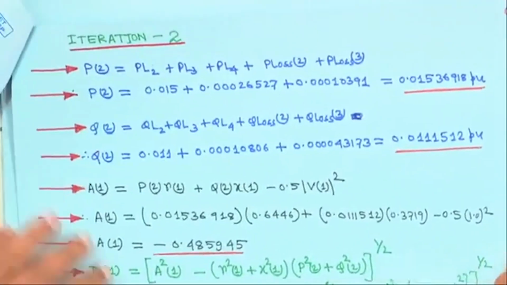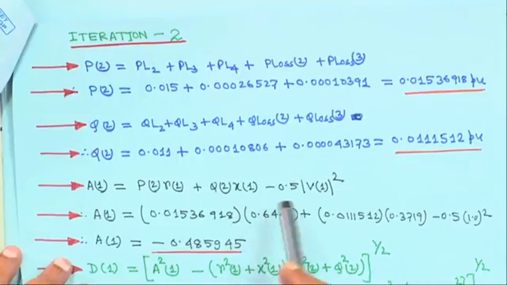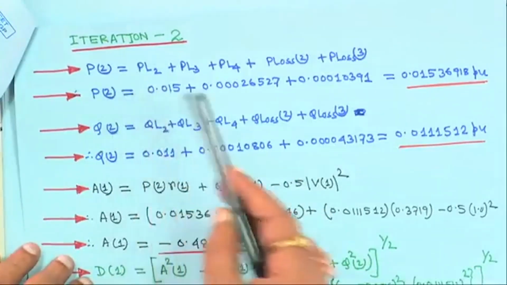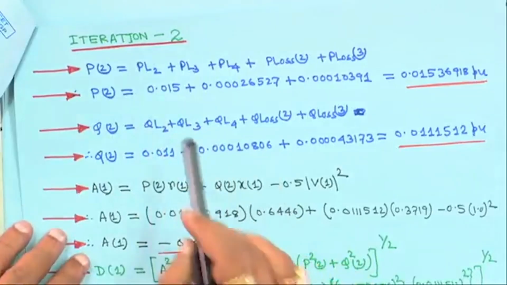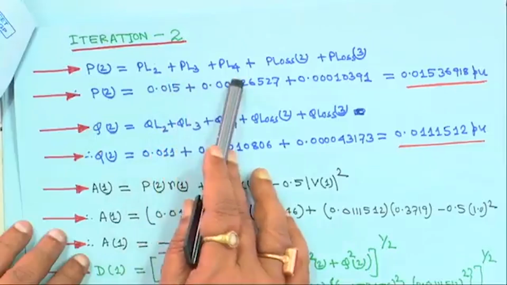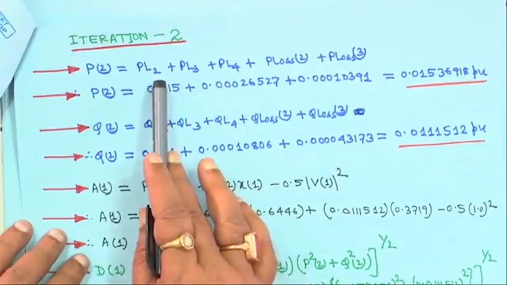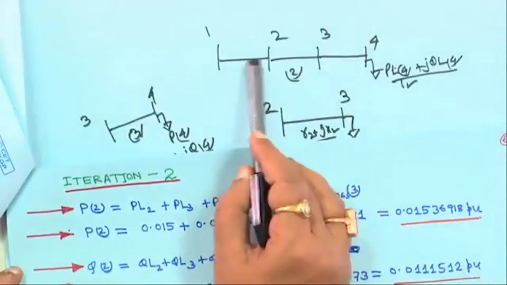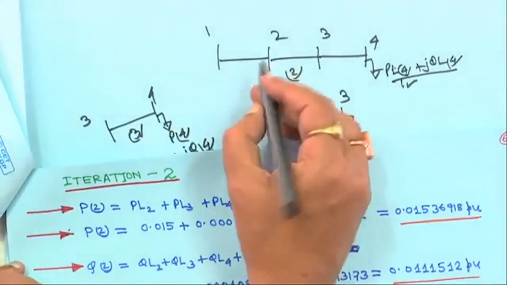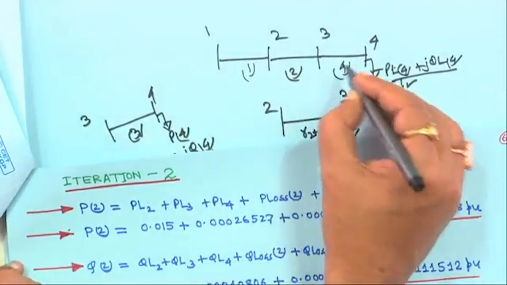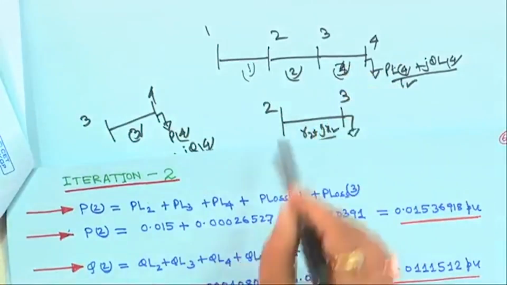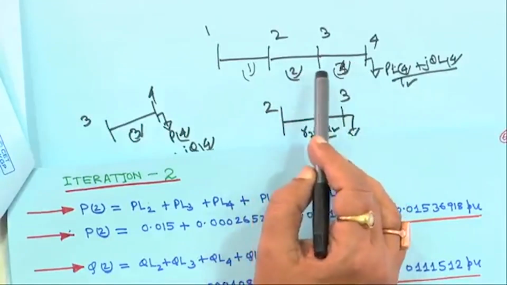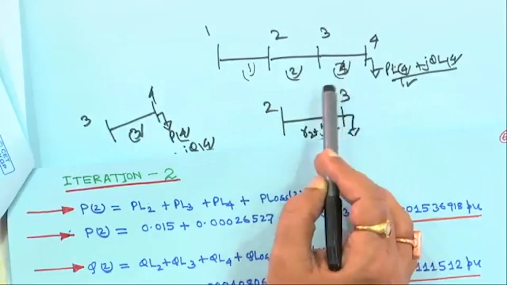Now, next is iteration 2. I am not showing that convergence criteria, difference of power losses, because only 2 iterations are shown. Now, iteration 2, P2 will be total load PL2 plus PL3 plus PL4, but beyond this node only 2 branches are there, branch 2 and branch 3, right. So, P loss 2 and P loss 3. Similarly, for Q it will be Q loss 2 and Q loss 3, right.